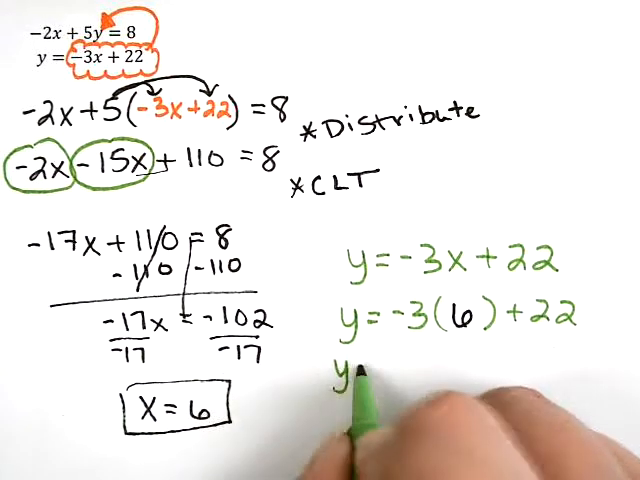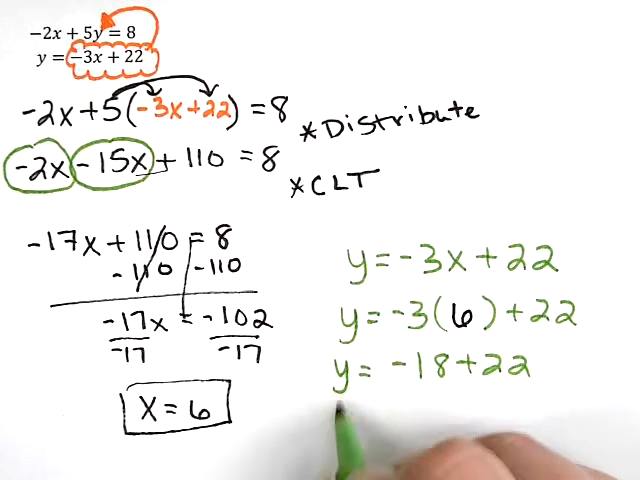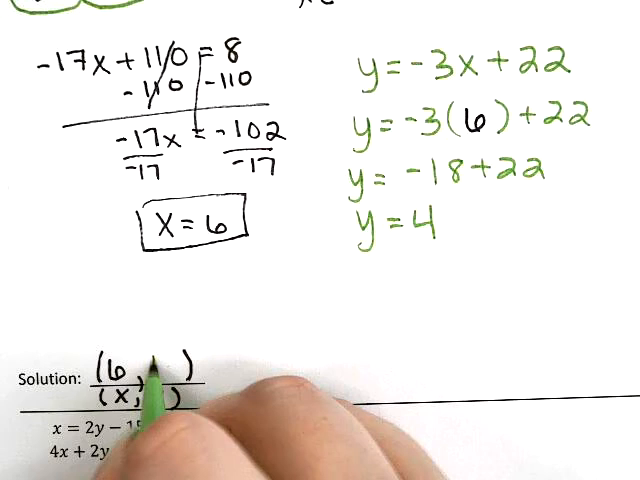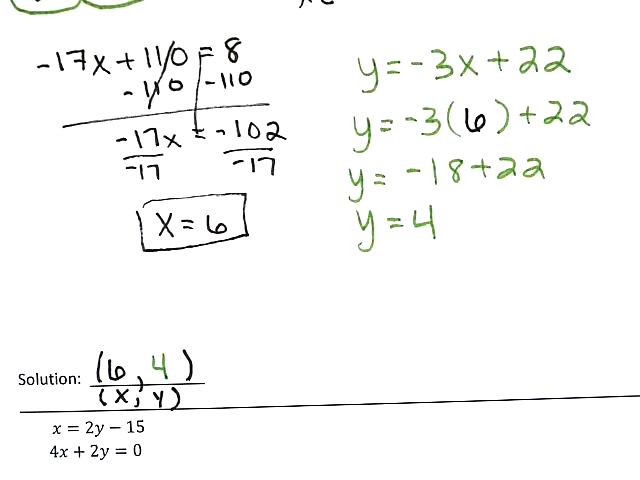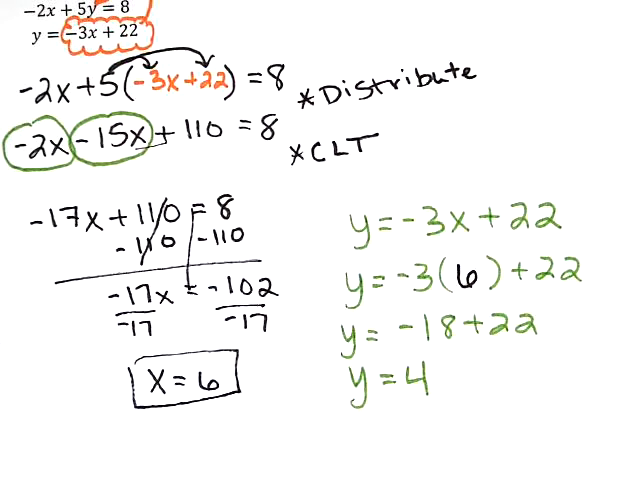So then we get y equals negative 18 plus 22, and we get y equals 4. So that's the other half of my solution. I can go down here now and I can put the 4 in for the y. That's my solution. But remember, we're not done, right? We always have to check our answer and make sure that we got this right.